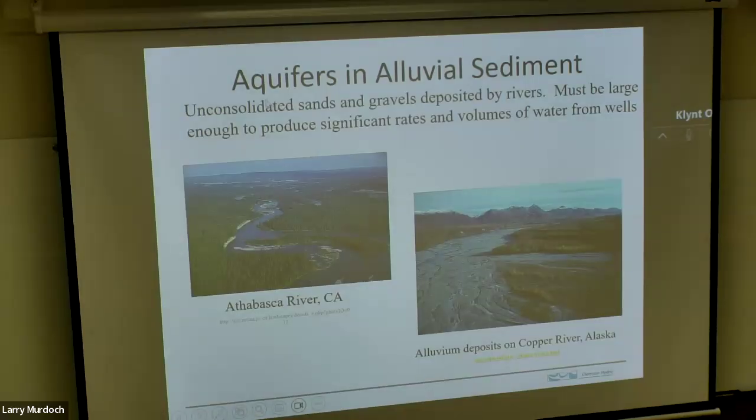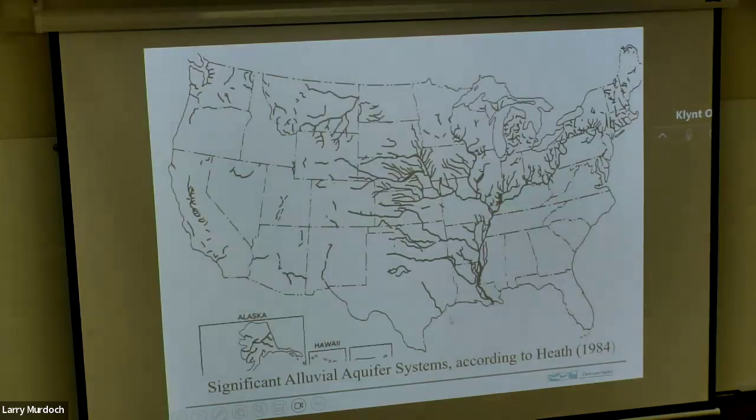So superficial aquifers that are recognized as major aquifers are deposited from rivers. They're unconsolidated sands and gravels, and here's one in Canada, but then here's one where you can actually see the sand deposited from the Copper River in Alaska. So it's, I don't know, a few kilometers wide and elongate in that direction.